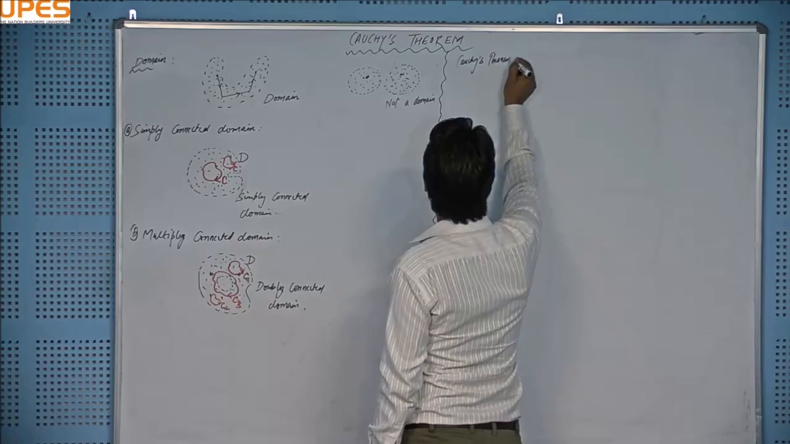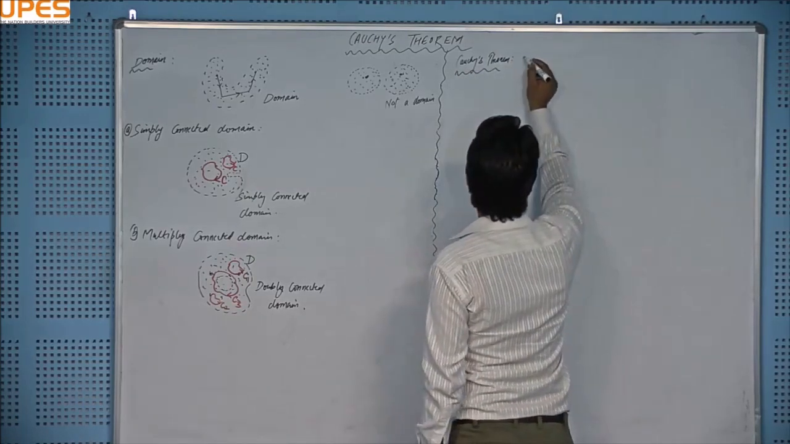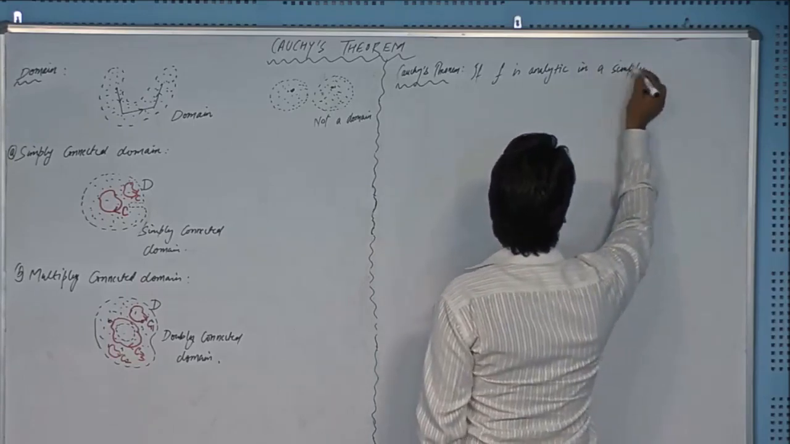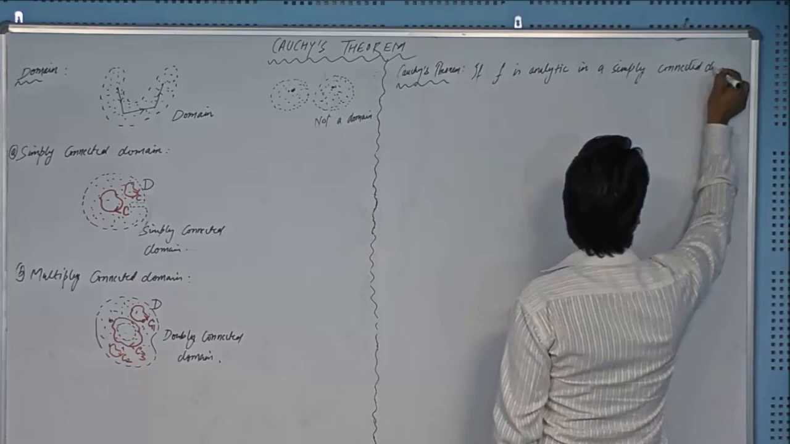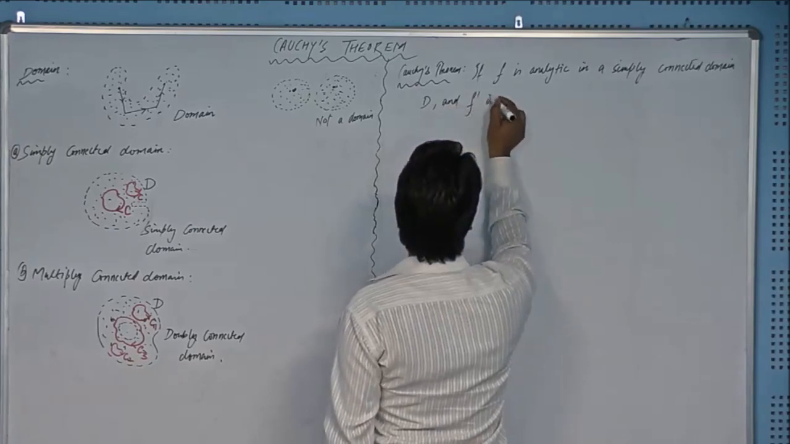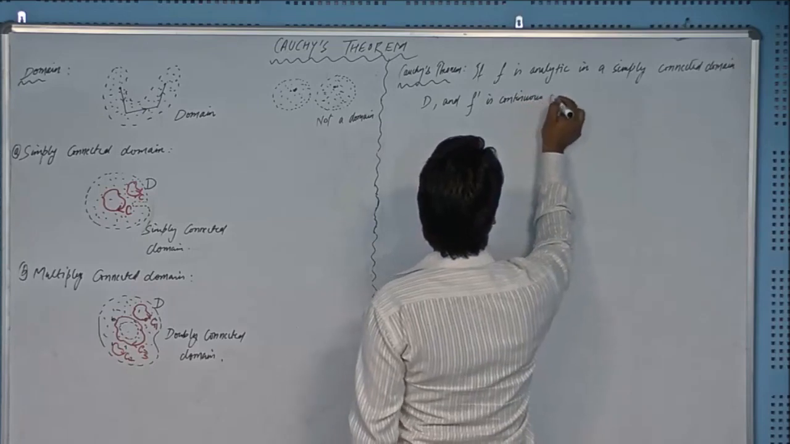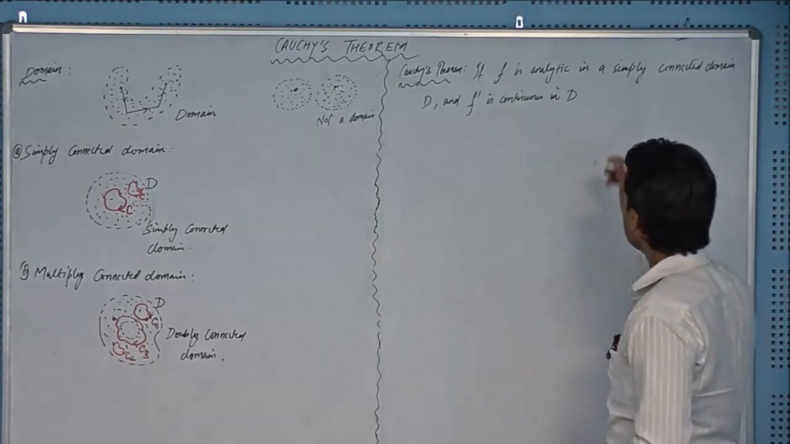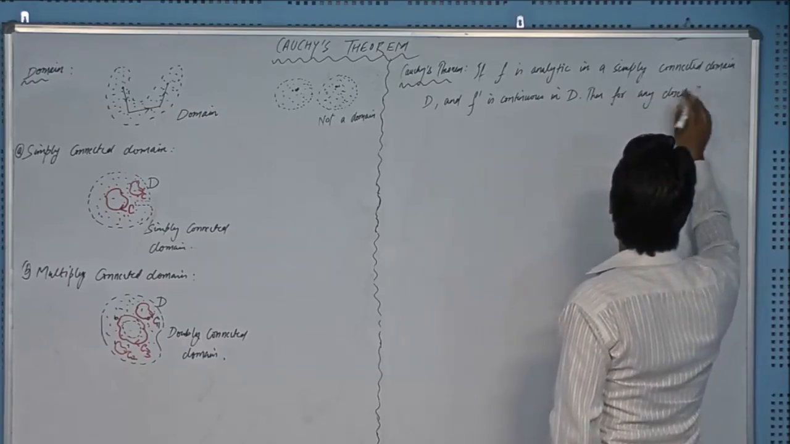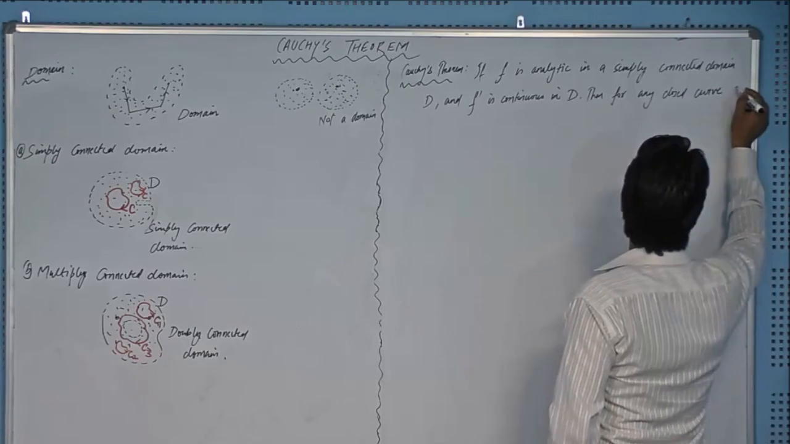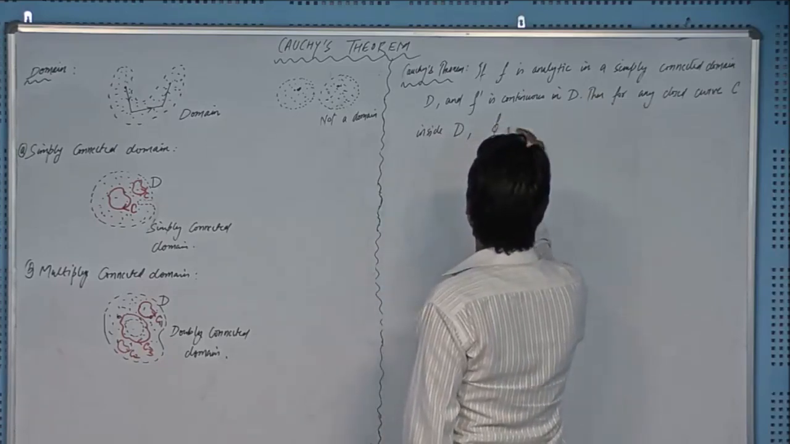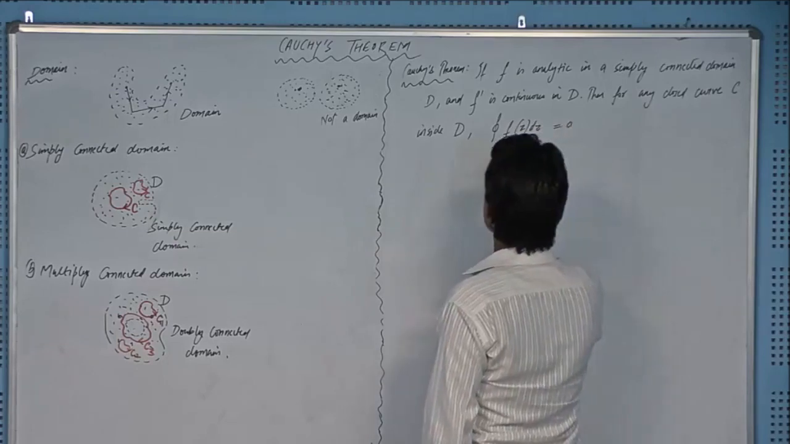Okay. So moving to the statement of Cauchy's theorem. The statement of the theorem is: if f is analytic in a simply connected domain D, right, and f dash is continuous in D, right, then for any closed curve C inside D, we have the integral of f(z) dz along C equal to 0, right?